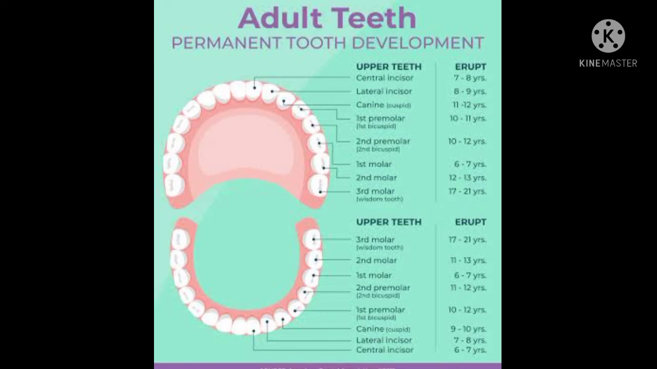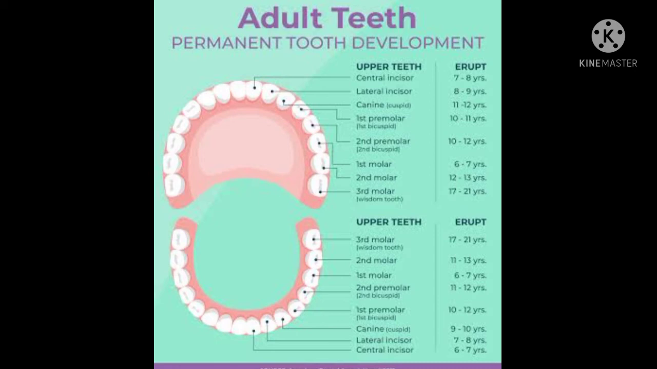You know that there are two sets of premolars. Now the first molar erupts at the age of 6 to 7 years. Second molar erupts at 12 to 13 years. Then the third molar erupts at 17 to 21 years. This is all about the upper jaw. Now let's see the lower jaw.